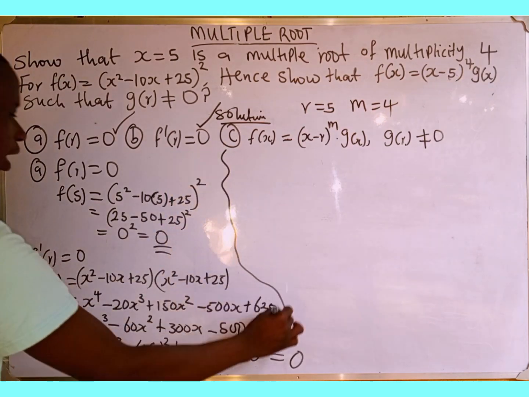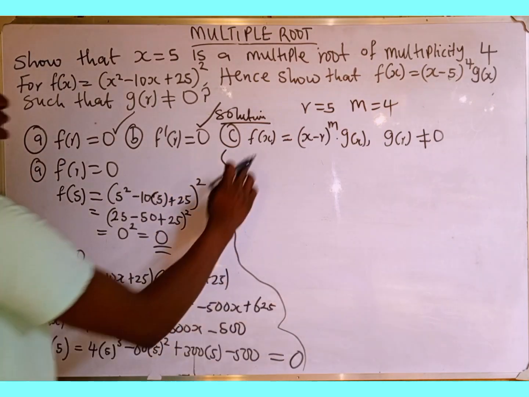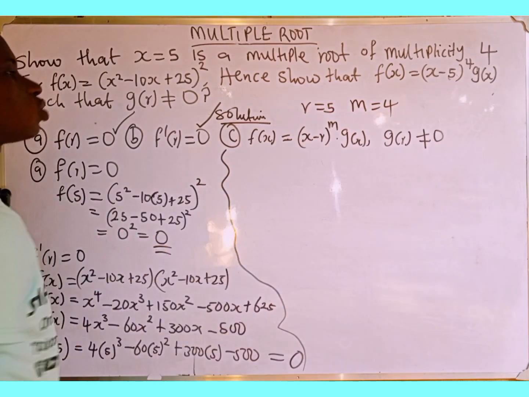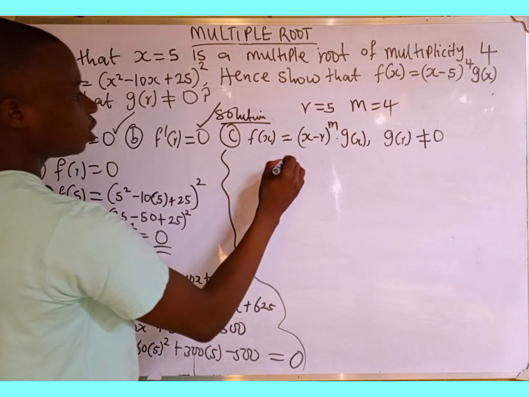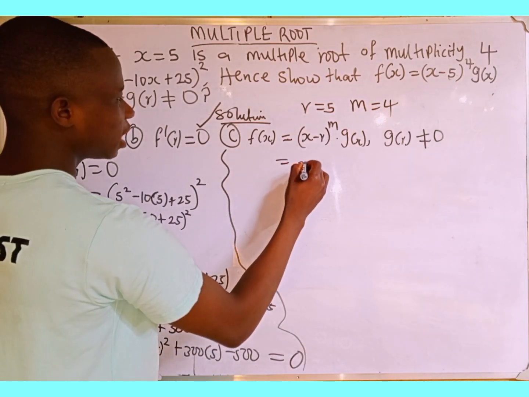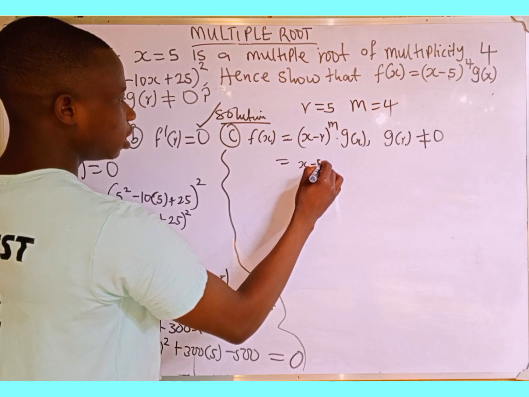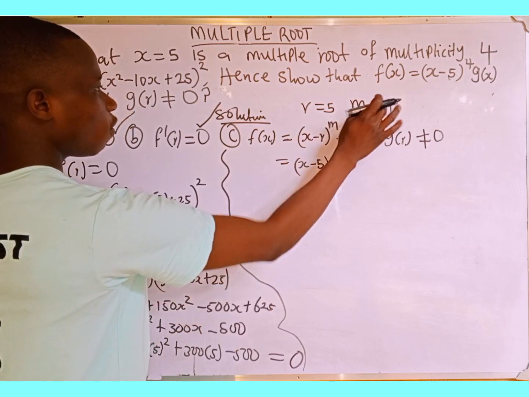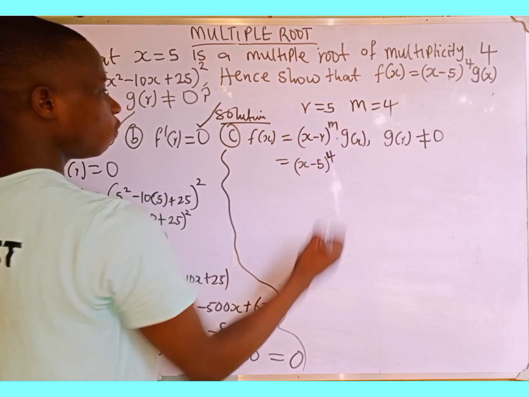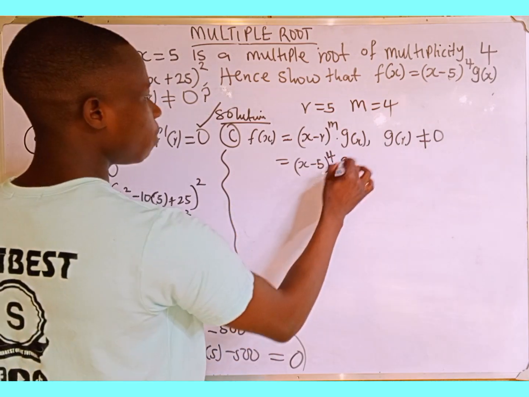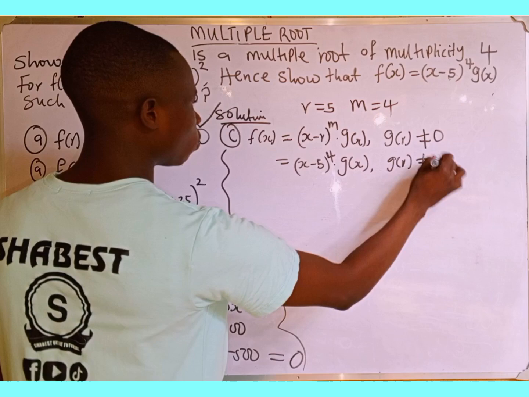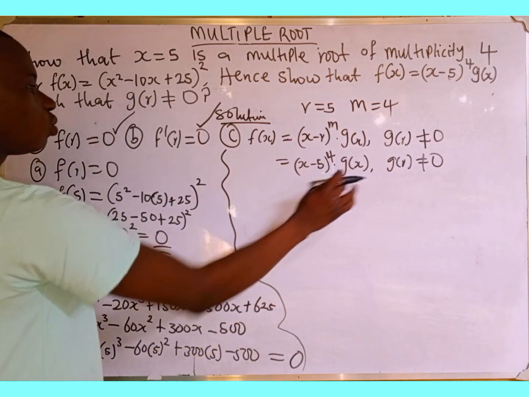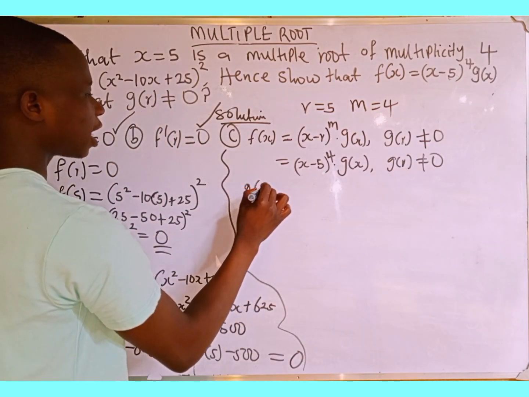Now we are going to look at the third condition. We say f of x is equal to x minus r raised to power m multiplied by g of x, where g of r is not equal to 0. So this is equivalent to x minus, in place of r, 5 raised to power of multiplicity, which is 4 from the question, then multiply by g of x, where g of r is not equal to 0. Now the next thing we are going to look at is g of x.